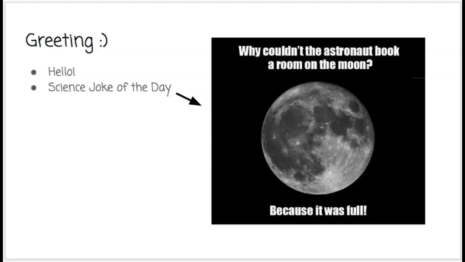So our joke is, why couldn't the astronaut book a room on the moon? Because it was full. Getting at the full moon phase, which we are going to be learning more about today.